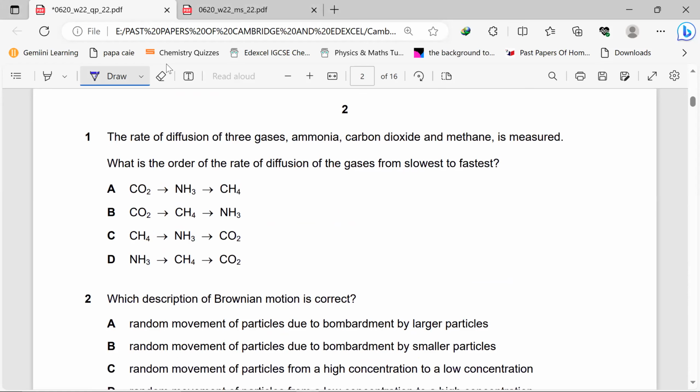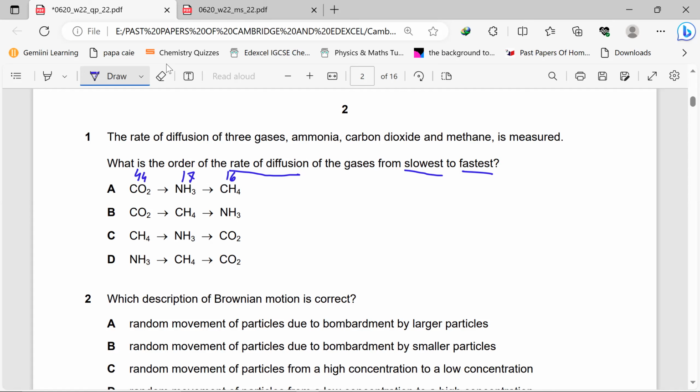Question number 1. The rate of diffusion of three gases, ammonia, carbon dioxide, and methane is measured. What is the order of rate of diffusion of the gases from slowest to fastest? So we know the rate of diffusion depends on the mass of the particles. The RFM of carbon dioxide is 44, ammonia is 17, and methane is 16, 12 plus 4, right? So carbon dioxide 44, 17, and 16.